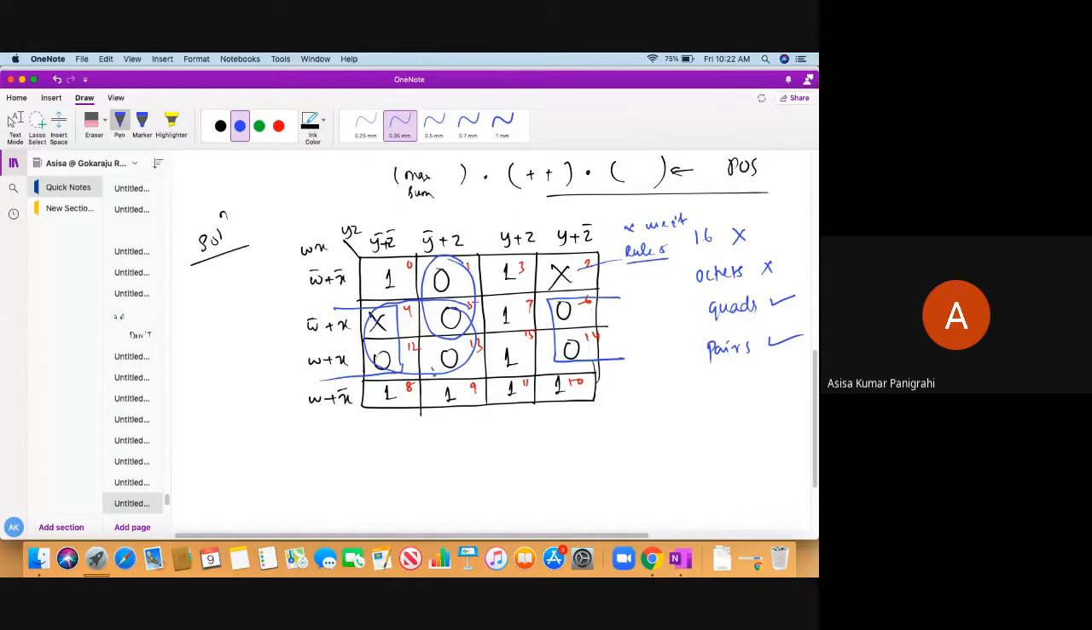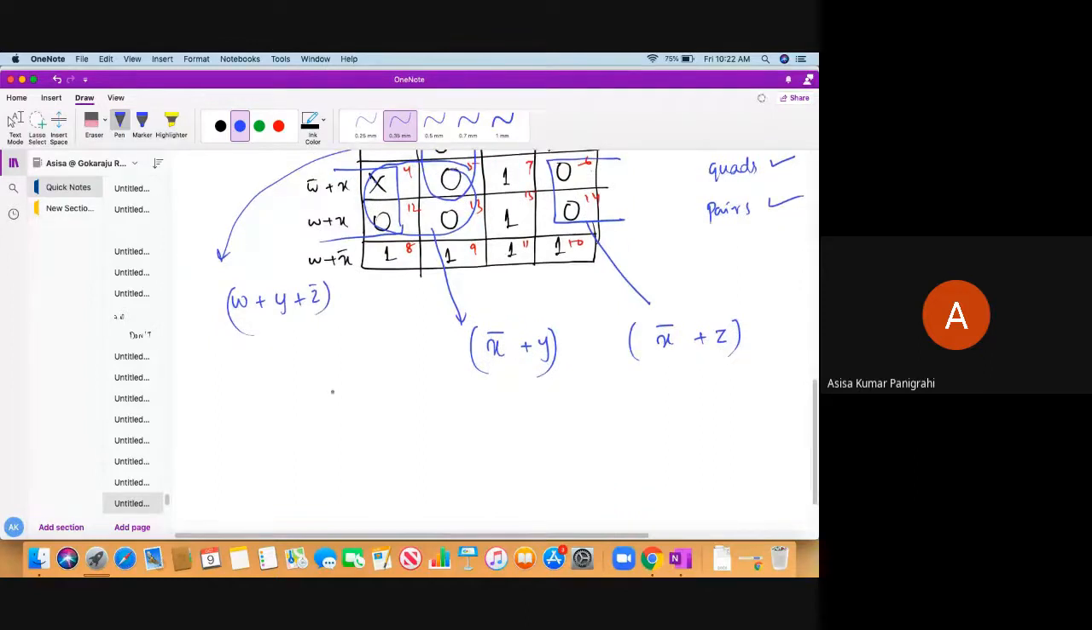Now what is my common here? It's POS. So what is common here? Common is X, so I write X bar, and here common is Y bar, so I write Y. Next, for this, what is common? For this also X, so X bar, and Z bar means Z. And for this pair, what is common? The common is W bar, so I write W. And here what is common? Y bar, so Y plus Z bar. So now my simplified function is f = (X bar or Y) and (X bar or Z) and (W or Y or Z bar). So this is my simplified version.